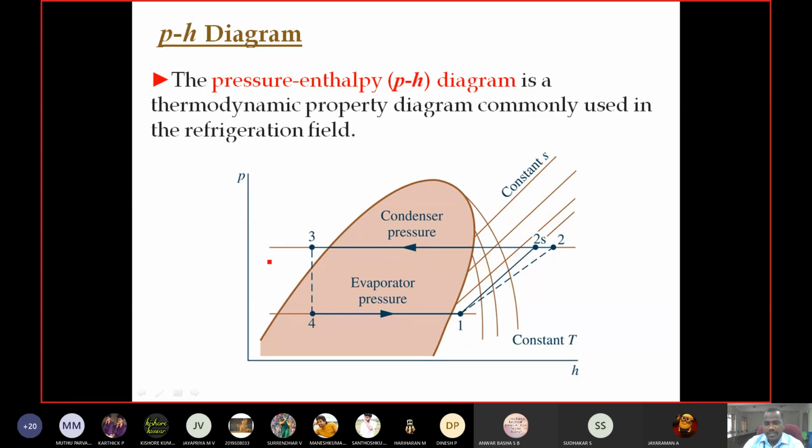We already discussed this p-h diagram. This is just to compare the pressure and enthalpy of our refrigeration cycle. We can again refer to this.